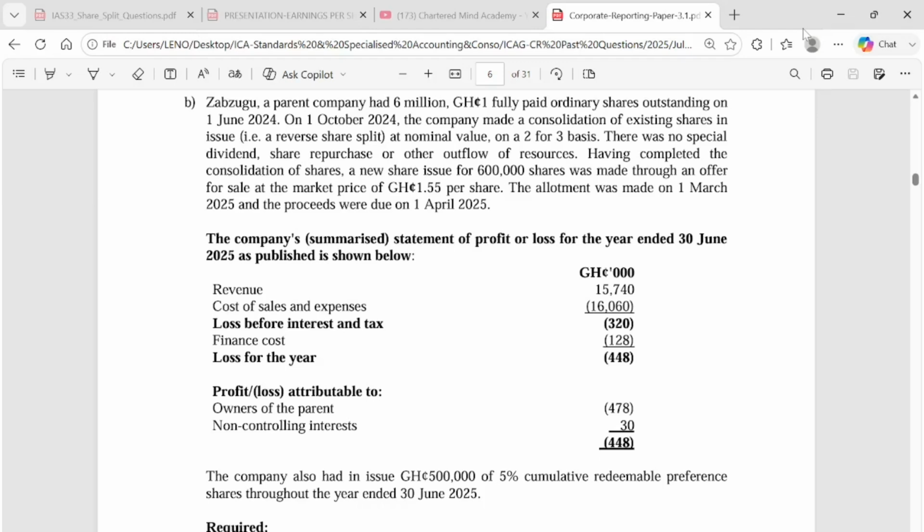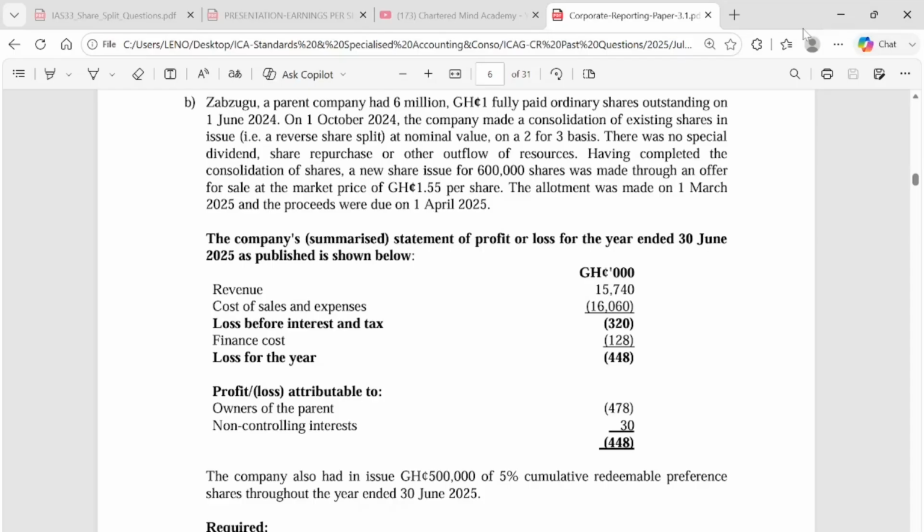Having completed the consolidation of shares, a new issue for 600,000 was made through an offer for sale at the market price of 1 cedi 55 per share. The allotment was made on 1st March 2025. The proceeds were due on 1st April 2025.